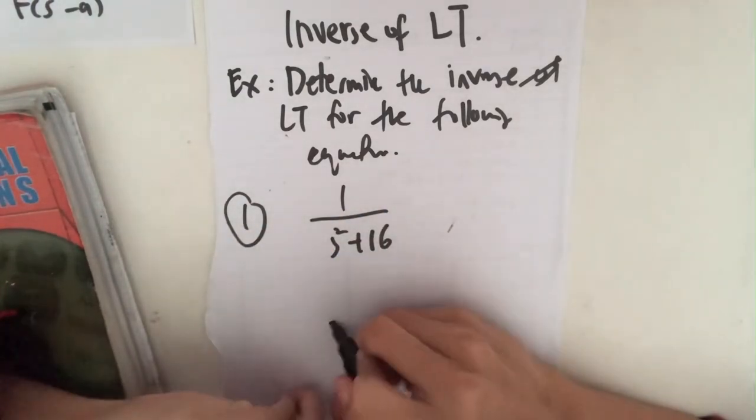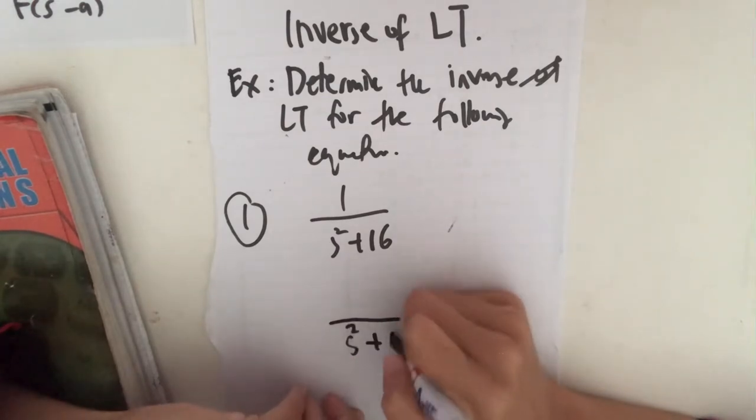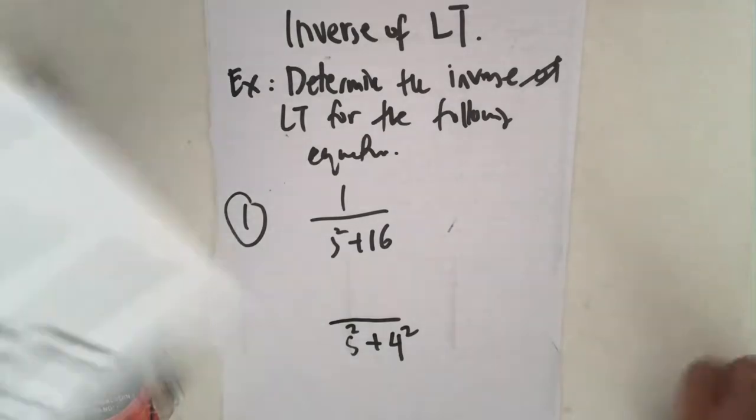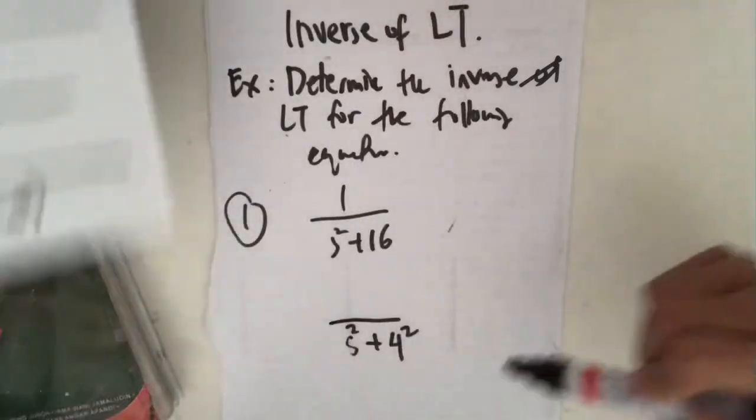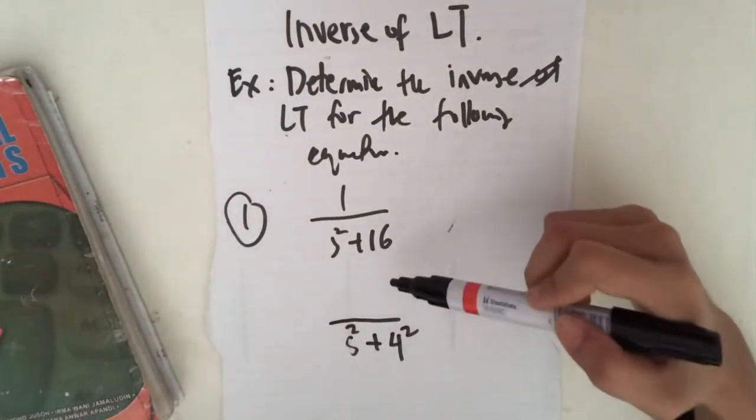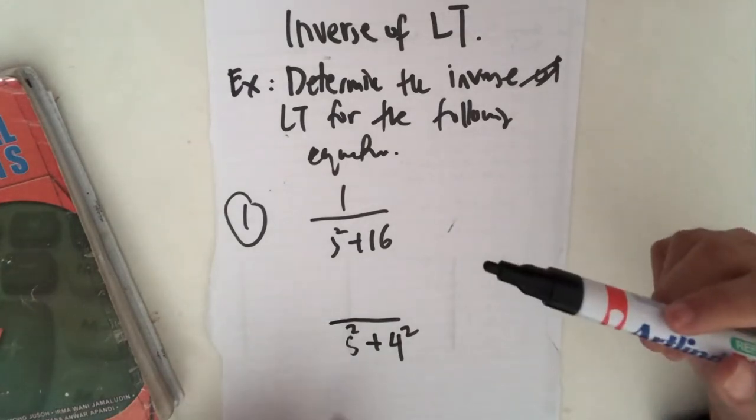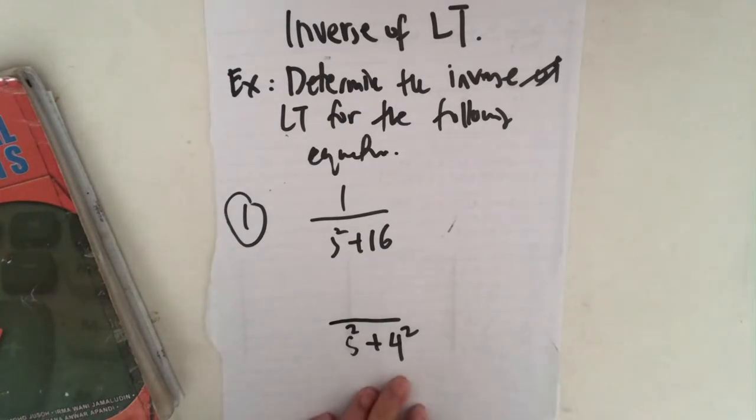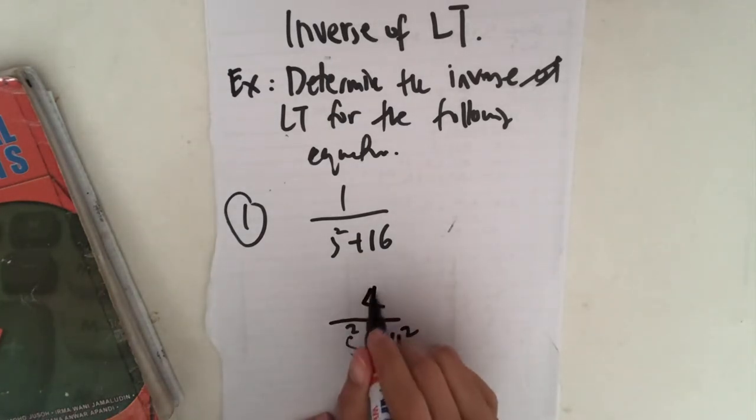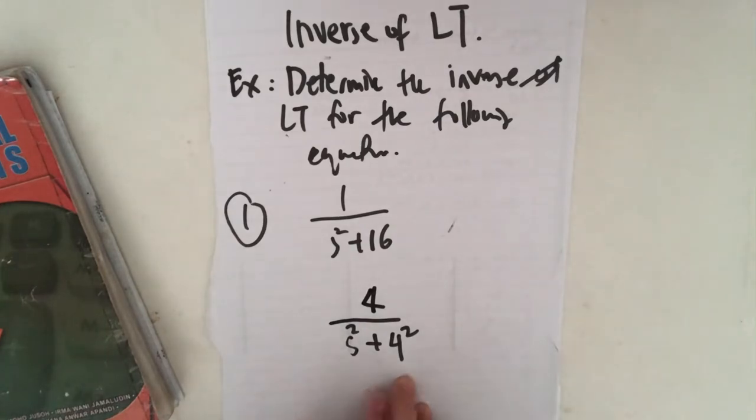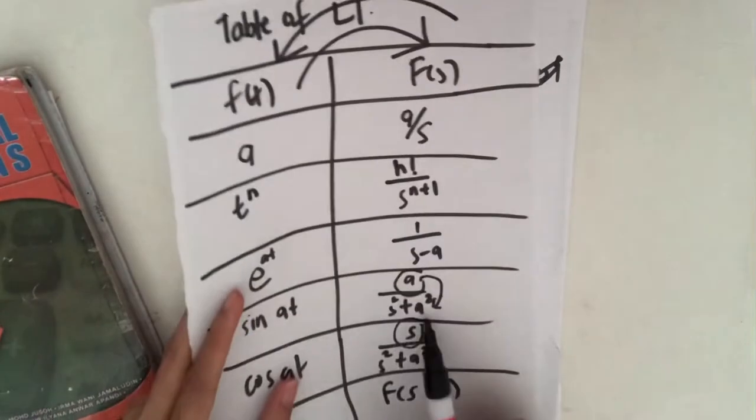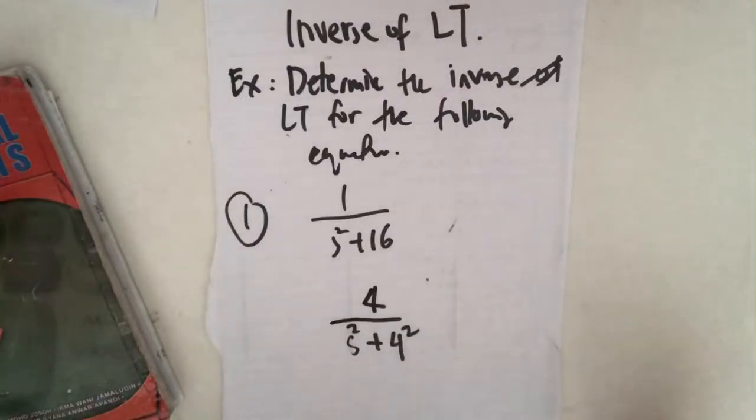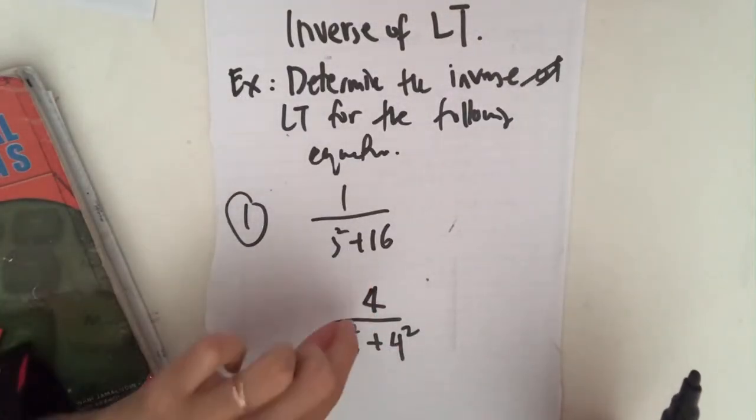But if it is sine, we want to write it in terms of the pattern, which is s square plus a square. So we write 4 square instead of 16. So s square plus 4 square means your a here is 4. That means the numerator must also be a, so the above one must be a also. So you need to make it 4 here.